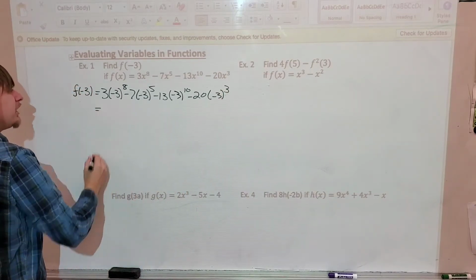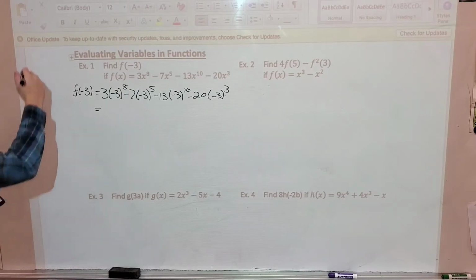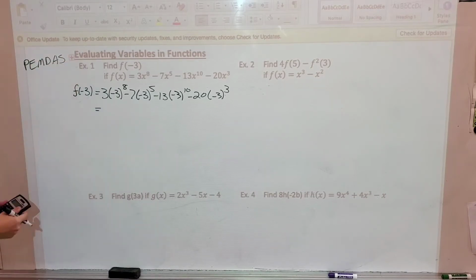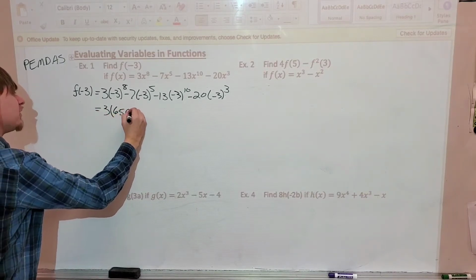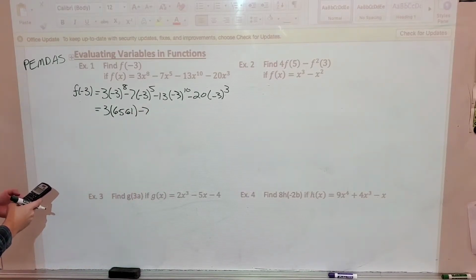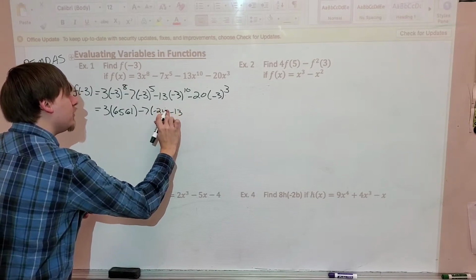Okay, and so all we need to do here is evaluate our exponents. We'll do our exponents first because we've got to do order of operations, right? PEMDAS. Got to follow that, PEMDAS. So I'll do all my exponents first. So negative 3 to the 8th should have 6,561 minus the 7. Then we have negative 3 to the 5th. That's negative 243 minus 13.